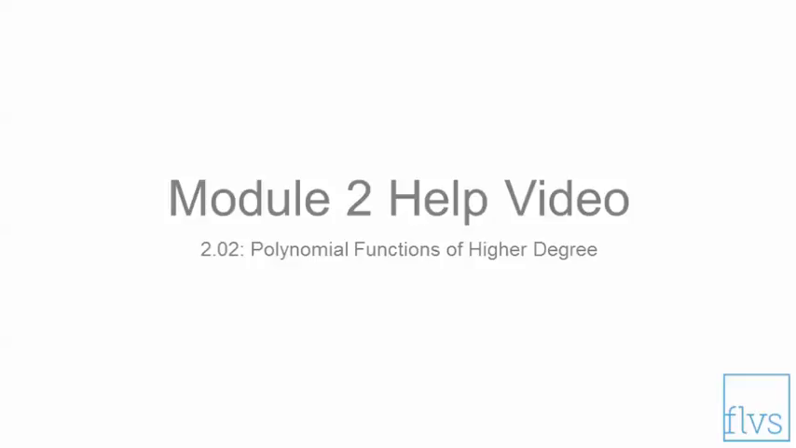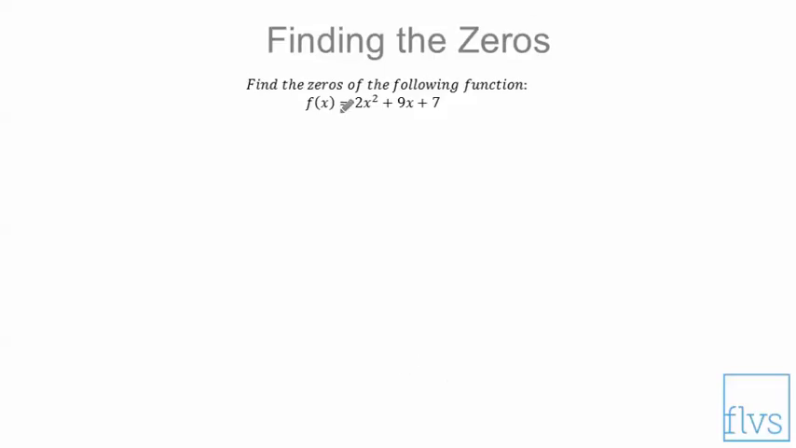This video should help you with your questions for your assignment for Module 2 on Assignment 2.02, Polynomial Functions of Higher Degrees. First thing we're going to do is find the zeros.